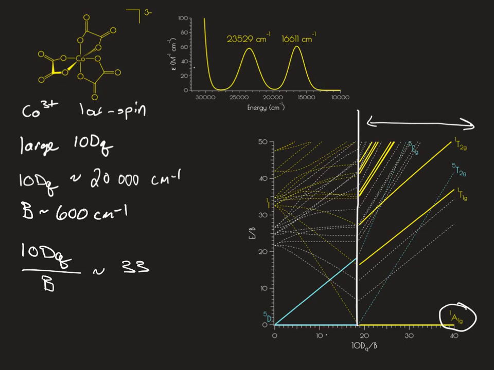So our initial guess is going to originate from this point right over here, and we're going to be looking at these transitions from that singlet A1g up into the singlet T1g, and the singlet A1g further up into the singlet T2g state.